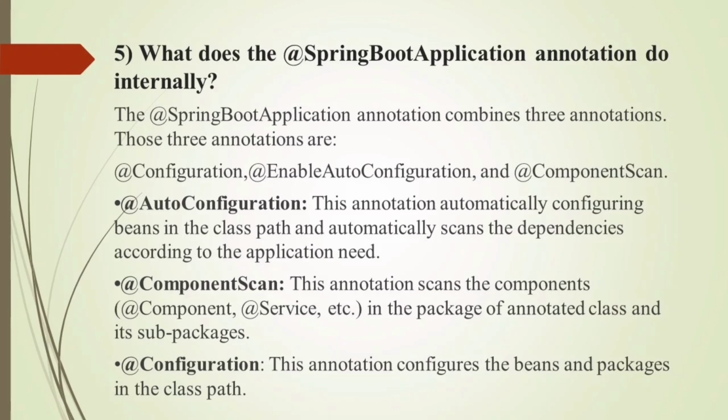What does the Spring Boot application annotation do internally? The Spring Boot application annotation combines three annotations, or we can say that it is a combination of three annotations. Those three annotations are configuration, enable auto configuration, and component scan. Coming to auto configuration, it is used to enable the Spring Boot auto configuration mechanism. Component scan enables component scan on the package where the application is located. Coming to configuration, this allows you to register extra beans in the context or import additional configuration classes.